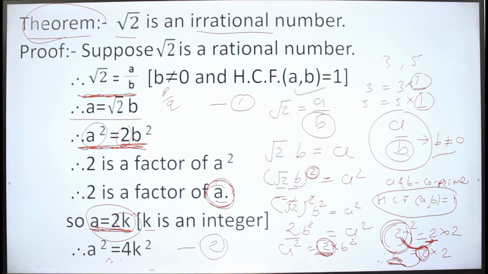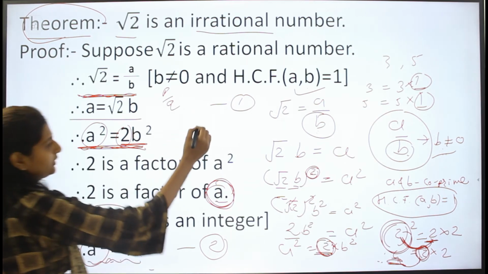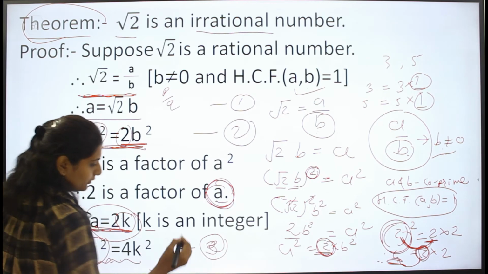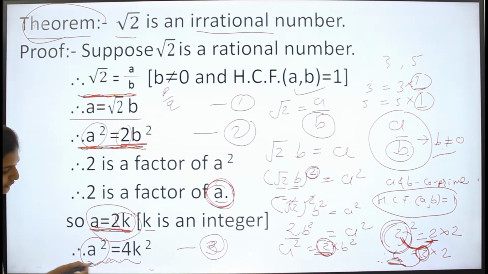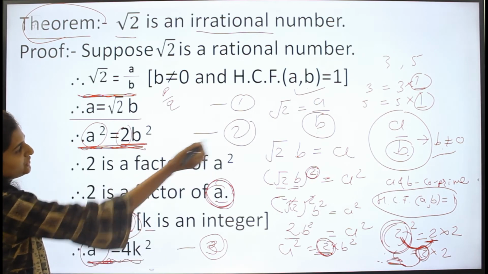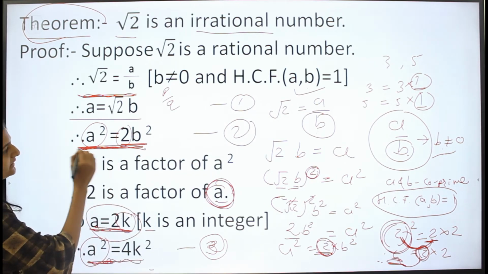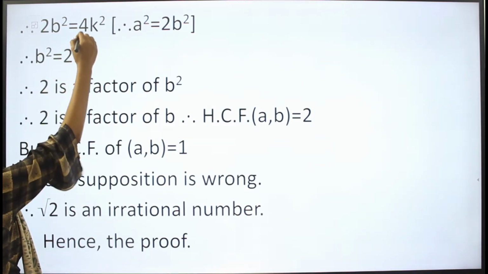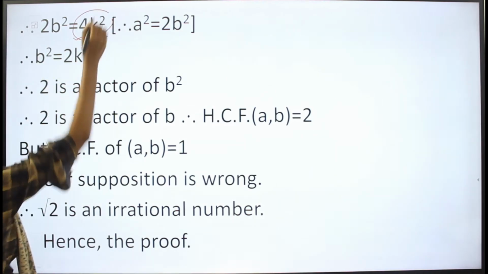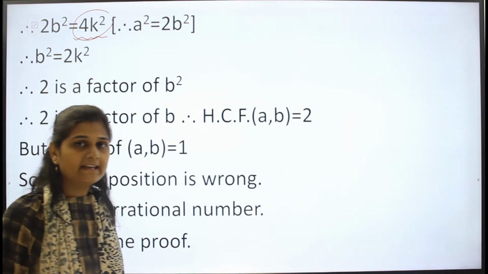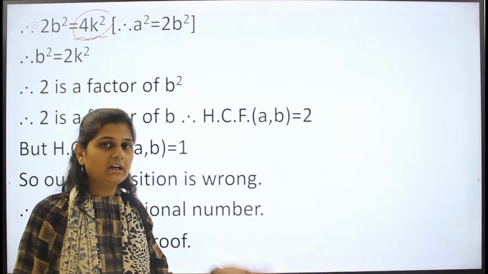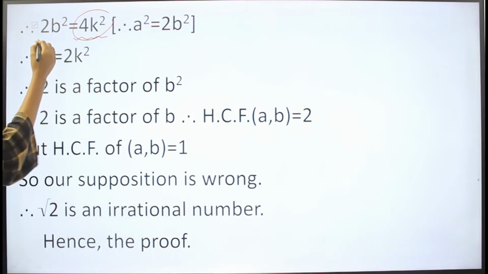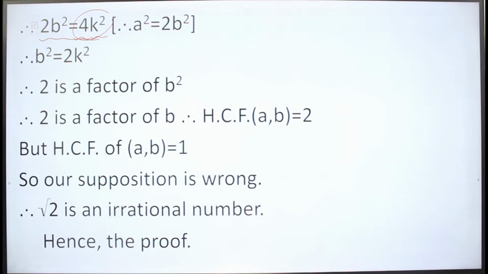Now what you have to do here is put this value of a square in the earlier equation. Here we are going to put the value of a square in equation number 2. As you can see, we have a square is equal to 2b square. So in the next step, instead of a square we put 4k square. So we have 2b square is equal to 4k square.